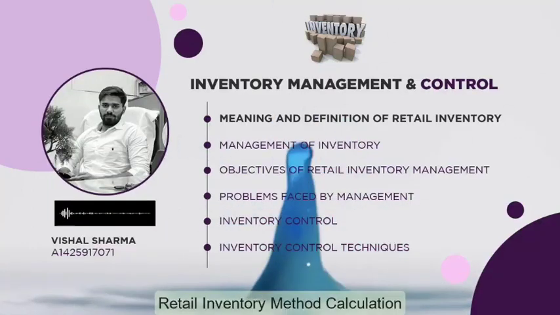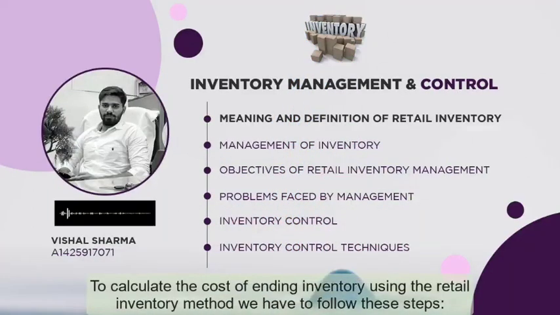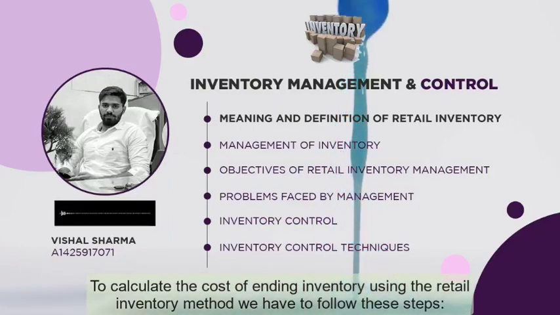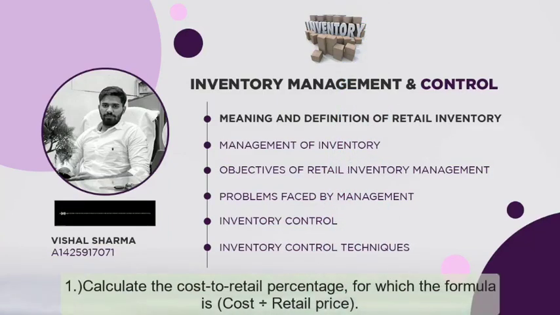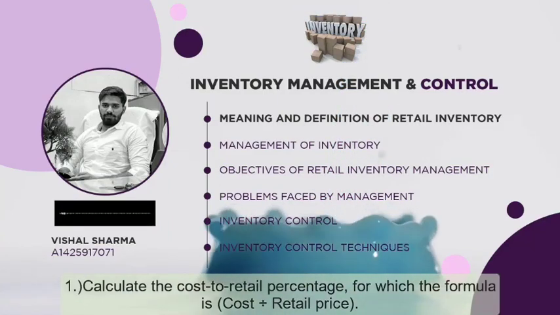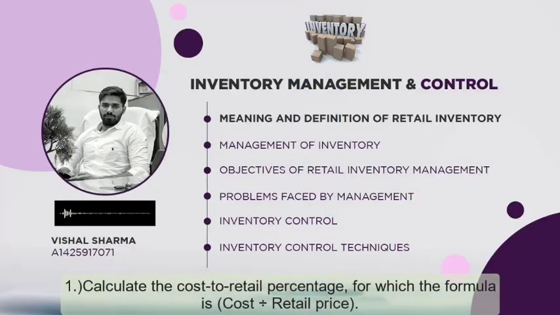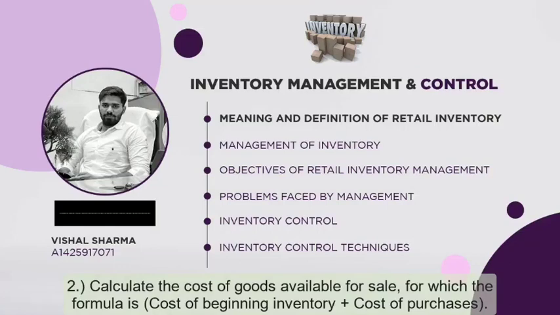Retail inventory method calculation. To calculate the cost of ending inventory using the retail inventory method, we have to follow some steps. Step first, calculate the cost to retail percentage, for which the formula is cost divided by retail price. Second, calculate the cost of goods available for sale, for which the formula is cost of beginning inventory plus cost of purchase.